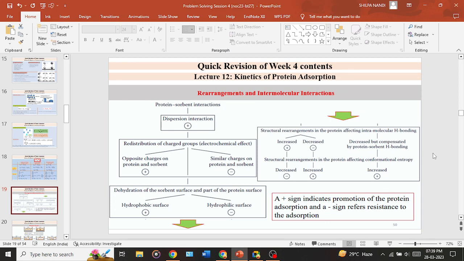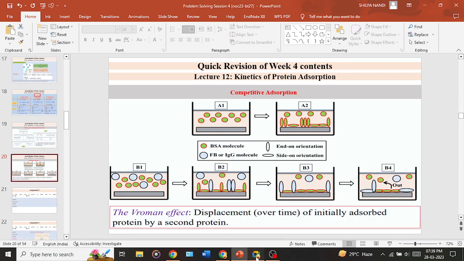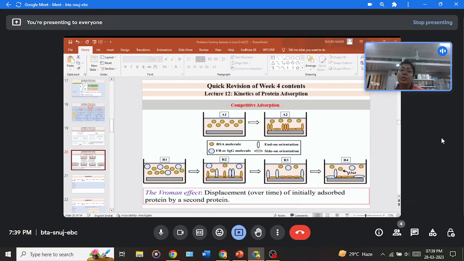Lastly, in lecture 12, it was taught about competitive adsorption. For example, in this case, as you can see, the green colored molecule represents the BSA molecule, whereas the blue colored circular molecule is the FB or IgG molecule. So first, as you know, in case of adsorption, there is an end-on orientation, and then there is a side-on orientation.